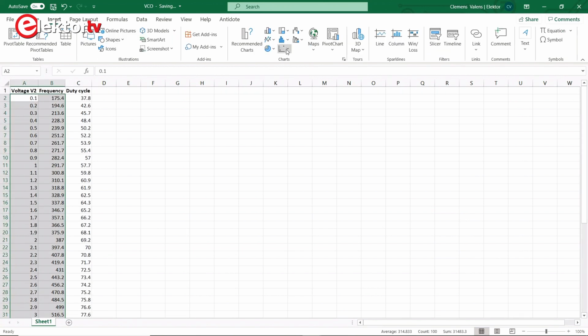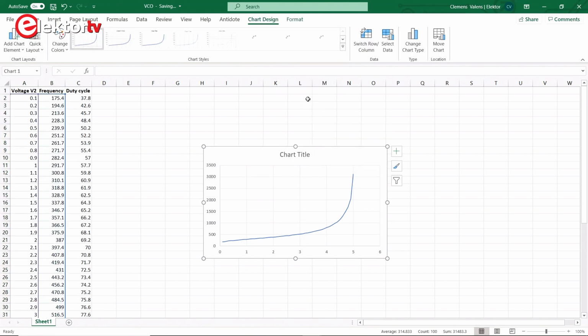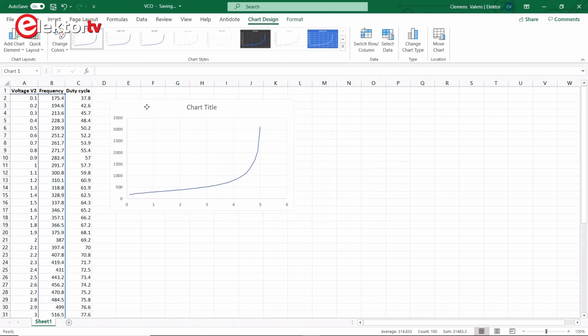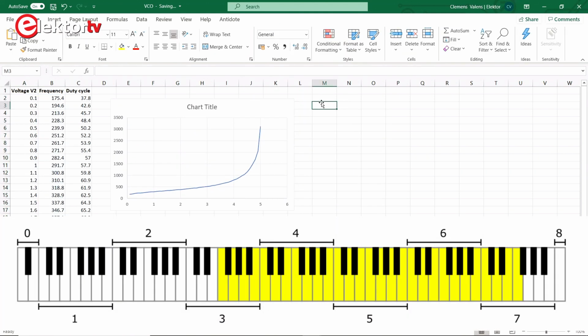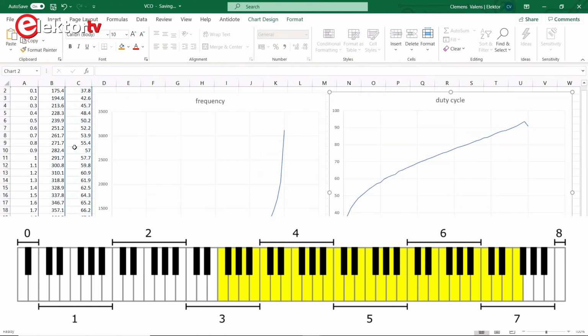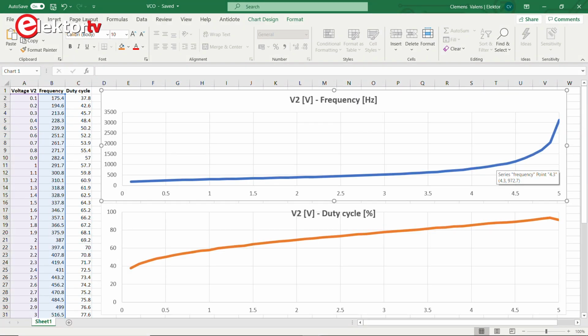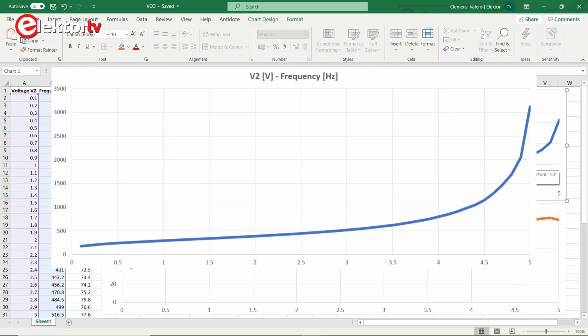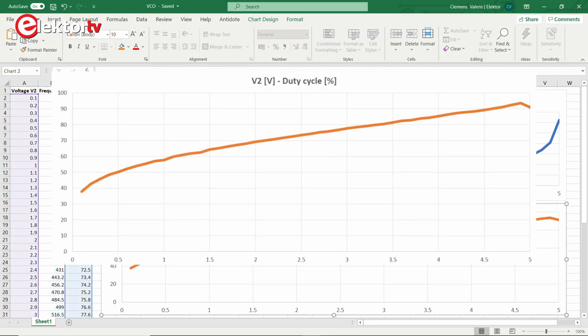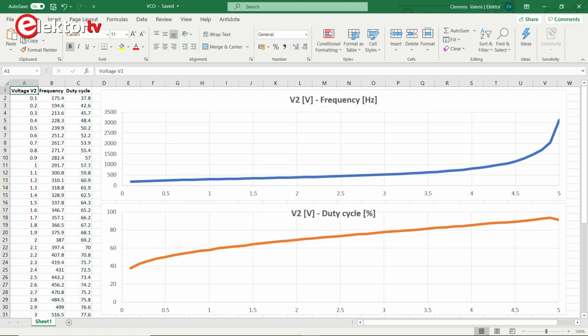The minimum frequency was 175 Hz, while the maximum frequency was over 3 kHz. This is more than 4 octaves. The duty cycle ran from about 38% up to 93%. As we see, the frequency plot is not very linear, but the duty cycle plot is. So you could use this circuit as a voltage to duty cycle converter instead of as a VCO.